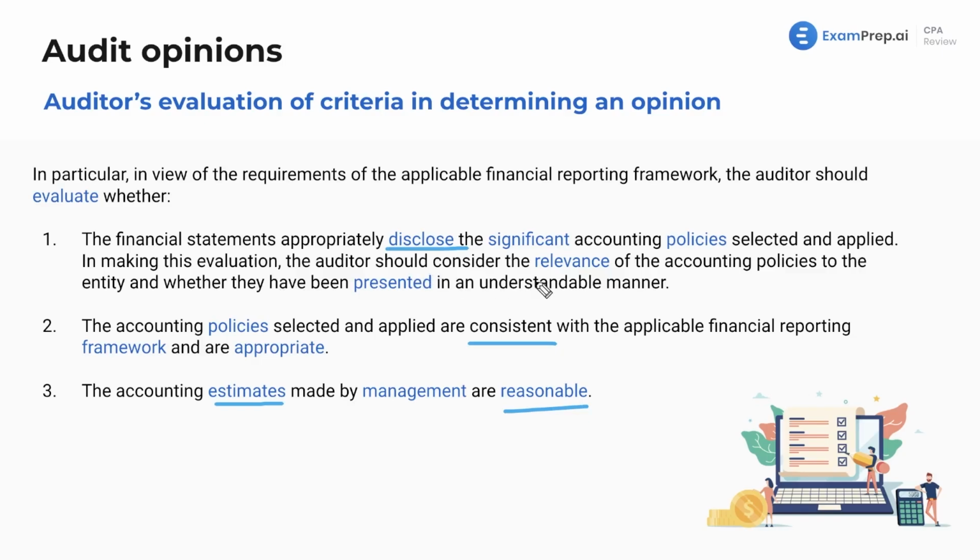The auditor should consider the relevance of the accounting policies of the entity and whether they've been presented in an understandable manner. Yes, your numbers could be correct, but have you appropriately disclosed everything? And is that understandable to an average financial statement reader?